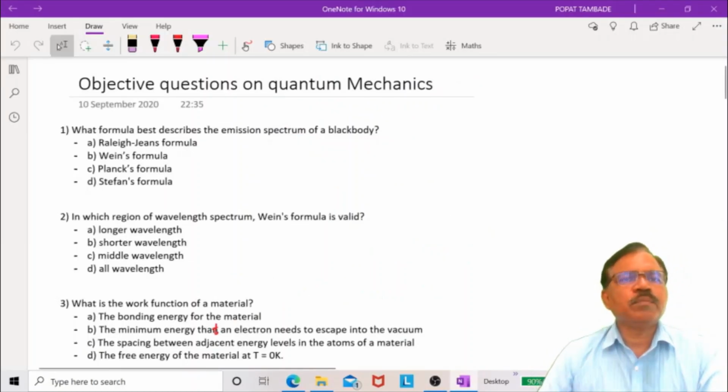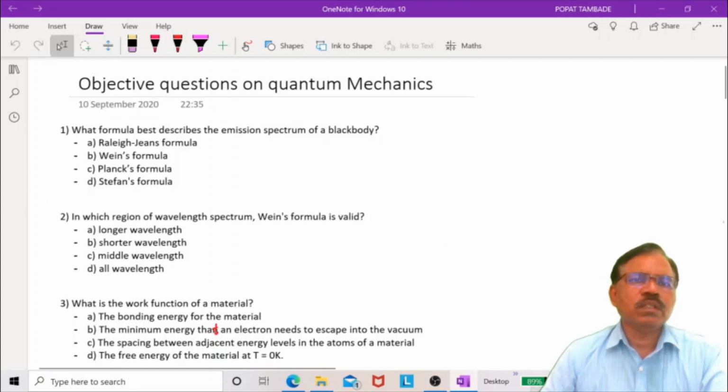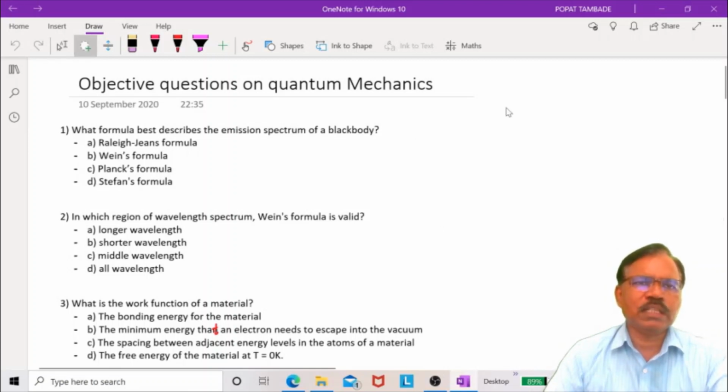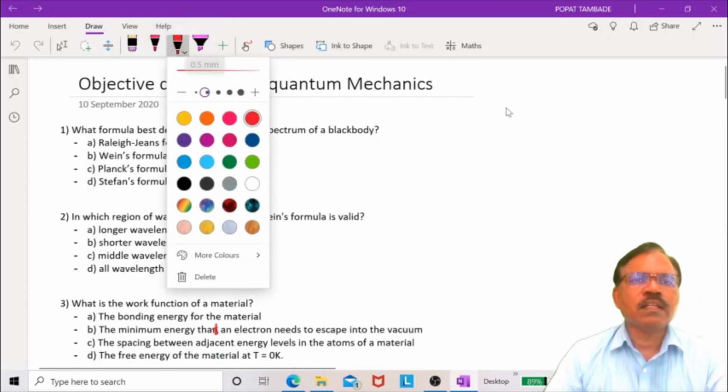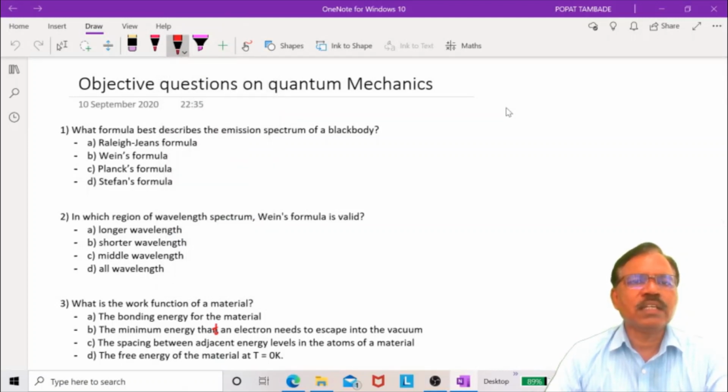Now let us see some MCQs. First one, what formula best describes the emission spectrum of a black body? We have seen three formulas for emission of a black body. First one, that is the Rayleigh-Jeans formula. Second one, Wien's formula. Third one, Planck's formula. And Stefan's formula is for the total energy emitted by the black body at temperature T.